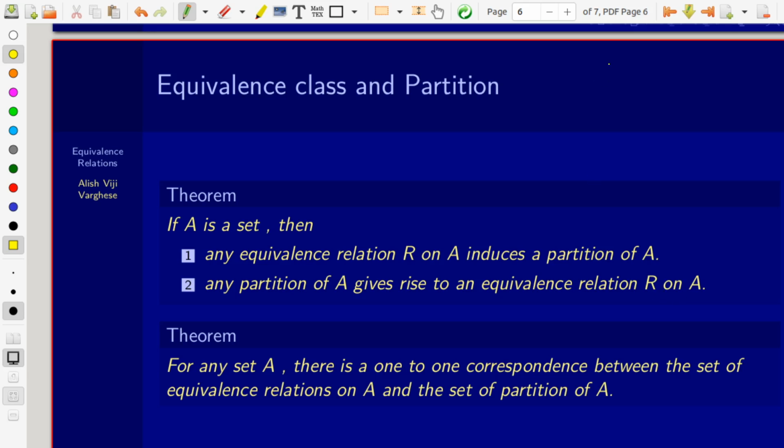So if we have a non-empty set A, and if we have a partition of the set A into a number of subsets in such a way that they are pairwise disjoint and the union is equal to A, then that will induce a relation which is an equivalence relation. So the relation is very simple: belongs to the same subset A_i.